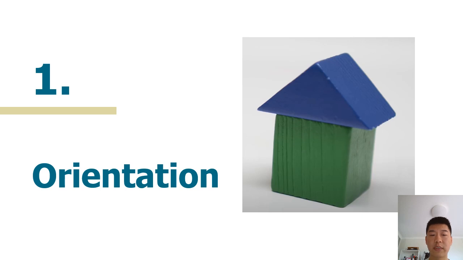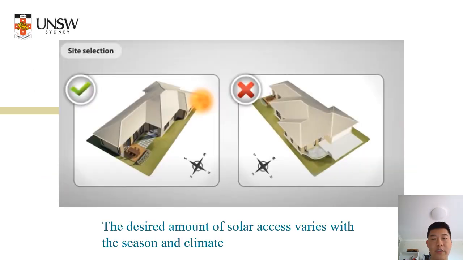The first point, and one of our innovations, is to consider the orientation based on the past standard. Good orientation of the house improves comfort and reduces the need to use energy for heating and cooling. The orientation of the building should be positioned in the path of the sun and prevailing winds. The desired amount of solar access varies with season and climate.